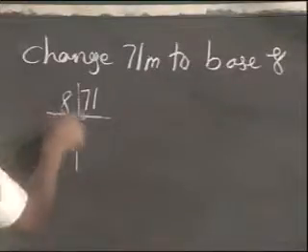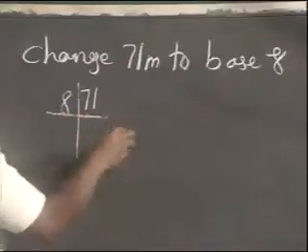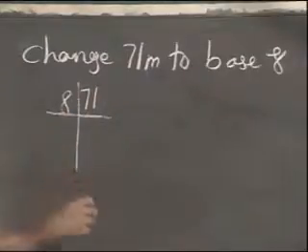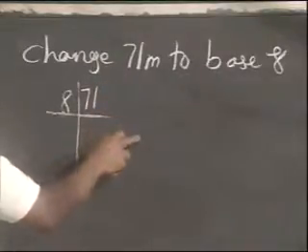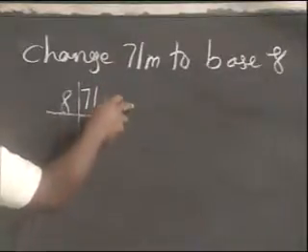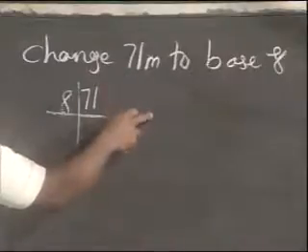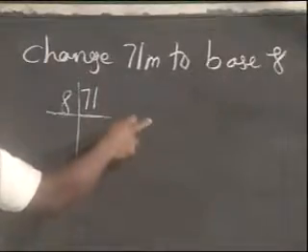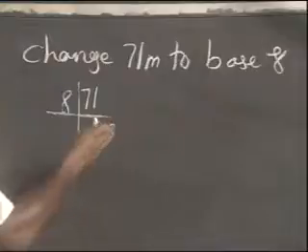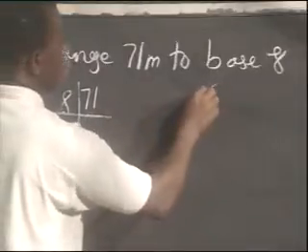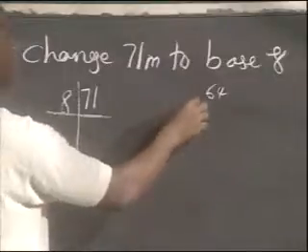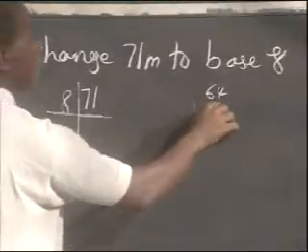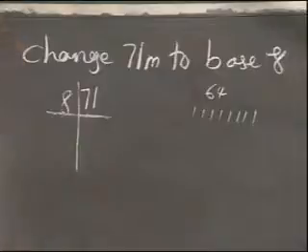How many 8s can you find inside 71? 8 times 8 is 64. That means that we have 8 in 8 places to get 64. And 8 in 9 places is going to give us more than that. Remember, after having 64, let's add 8 to that. Now 64, 1, 2, 3, 4, 5, 6, 7, 8. That's the way of doing it.